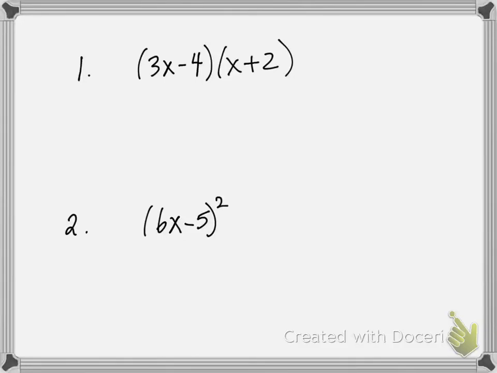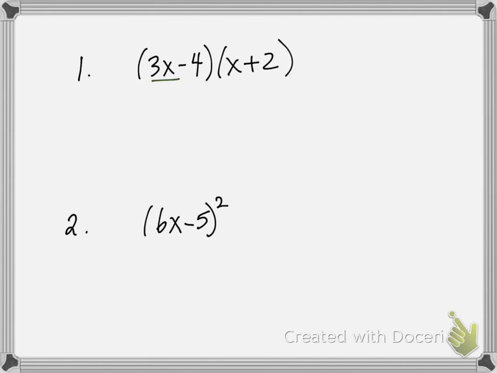We're going to practice multiplying two binomials together. So for this first example, I know it's a binomial times a binomial because the first parenthesis has two terms and the second parenthesis has two terms. So to multiply two binomials, I'm going to be using distributive property.